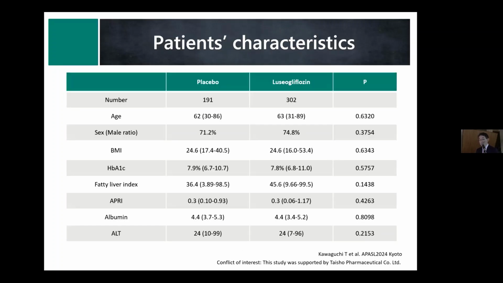Here are the patient characteristics as the background. Since this is the phase 3 clinical trial using luseogliflozin, an anti-diabetic medication, the age, sex, BMI and hemoglobin A1C are similar. There's no significant difference between the two groups, especially the hemoglobin A1C, which is 7.9 versus 7.8. For fatty liver index, APRI, CMLV level, and CMLT level, there is no significant difference between these two groups.